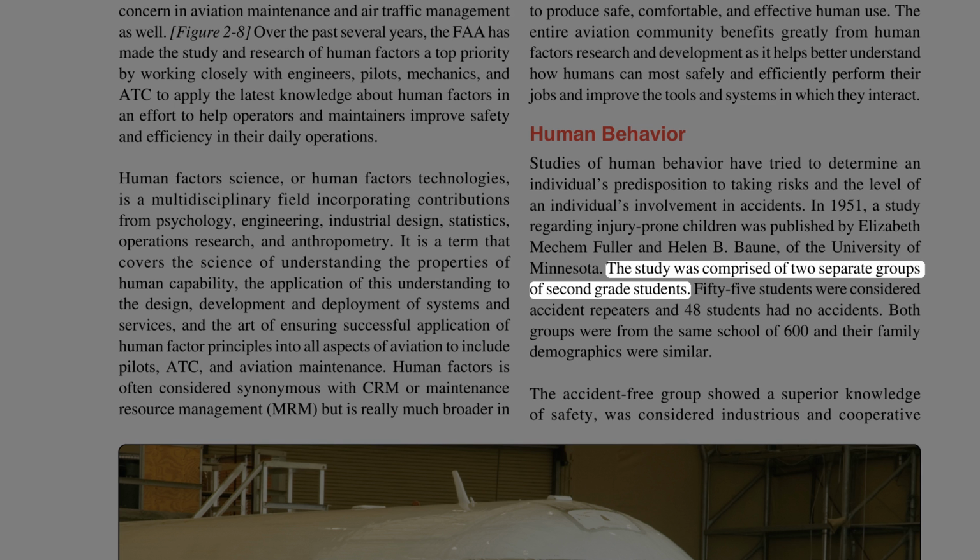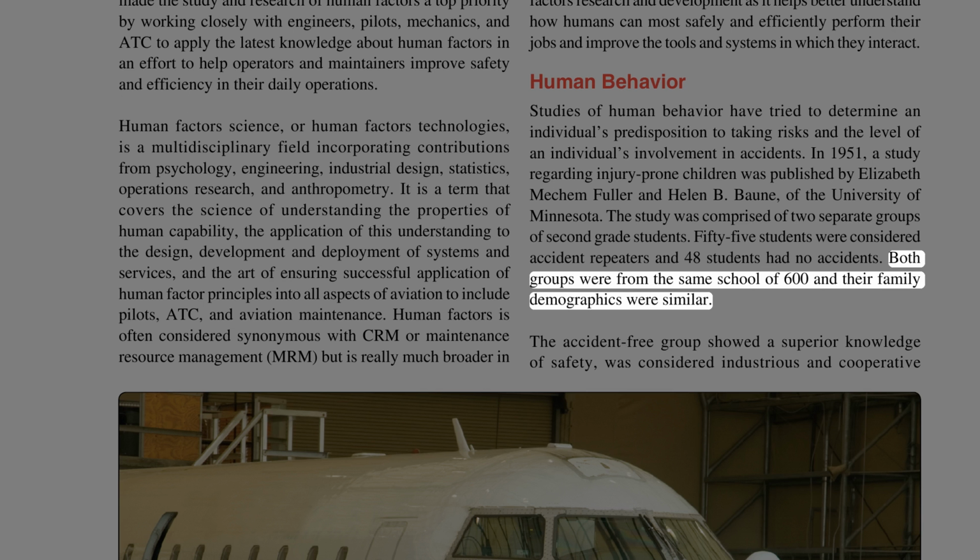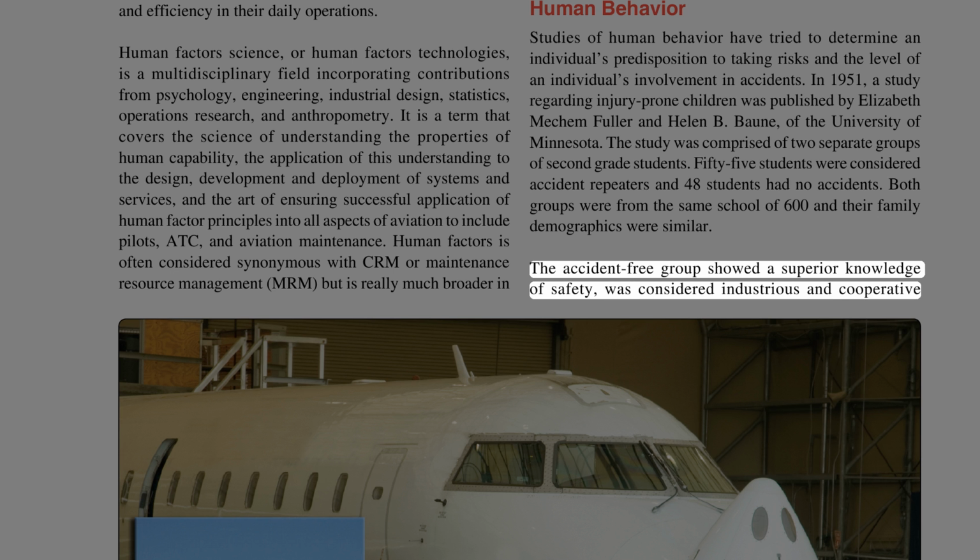The study was comprised of two separate groups of second-grade students. 55 students were considered accident repeaters and 48 students had no accidents. Both groups were from the same school of 600, and their family demographics were similar. The accident-free group showed a superior knowledge of safety, was considered industrious and cooperative.